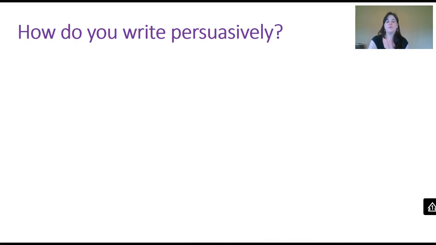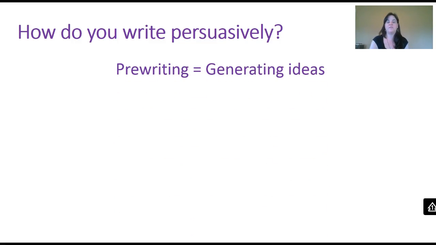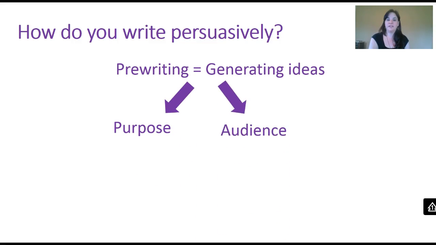So now that we know what persuasive writing is and we've seen some examples of how it can be used, let's talk about how to write persuasively. In any writing task, the first thing you do is pre-writing. You generate some ideas about what you're going to write. When you're pre-writing, you should consider two things: your purpose and your audience.